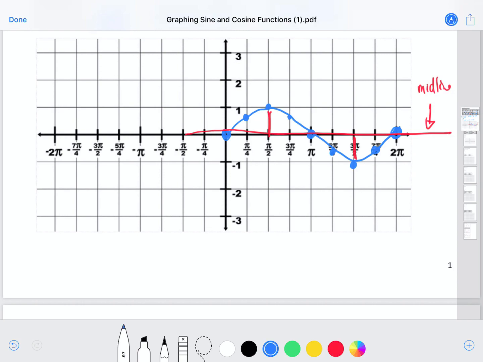Now, if I continued this cycle, I would get a picture that looks like this, and it goes on forever in either direction. This in green, however, is the first cycle, the first period. And that is what we're going to use later when we start translating the graph, shifting it and moving it around, or compressing it or stretching it. We're going to be using the key points of that first cycle.